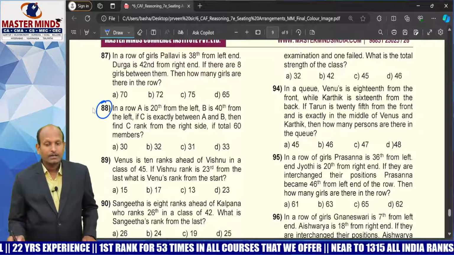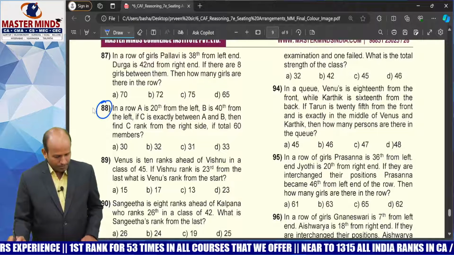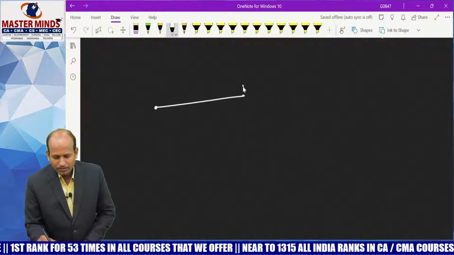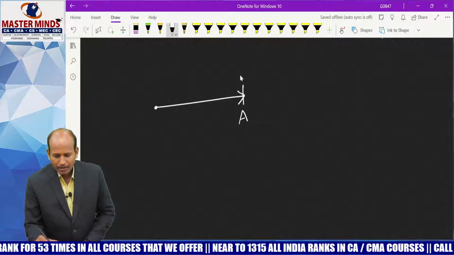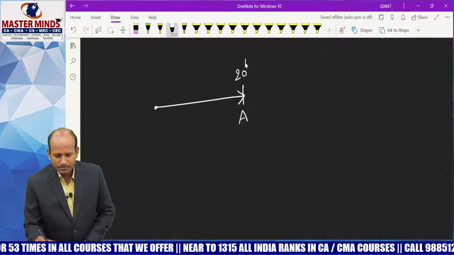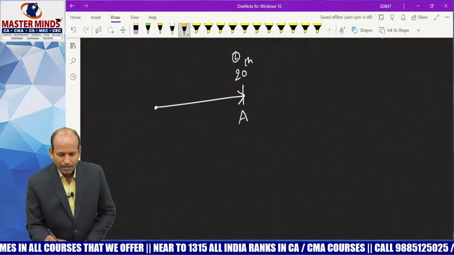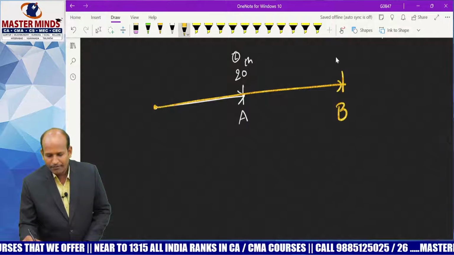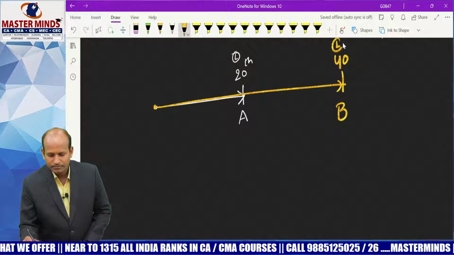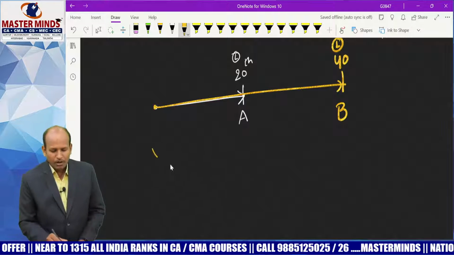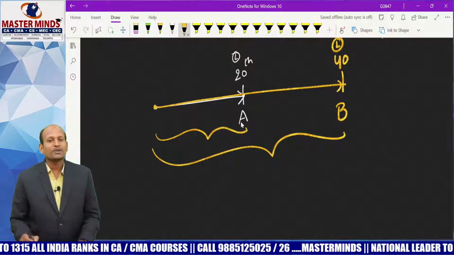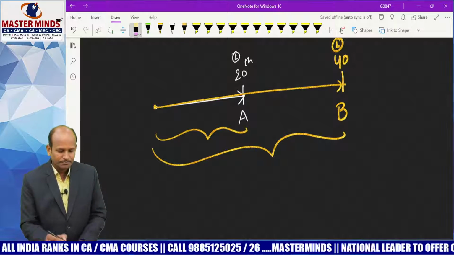For example, 88. A is 20th from the left, B is 40th from the left. From the left, including A, there are 20 members. Again from the same left end, B is the 40th member. That means out of these 40 members, there are already 20 members including A.